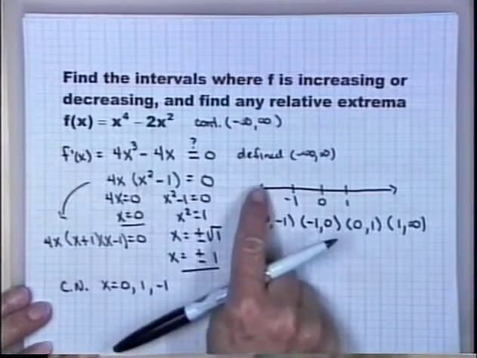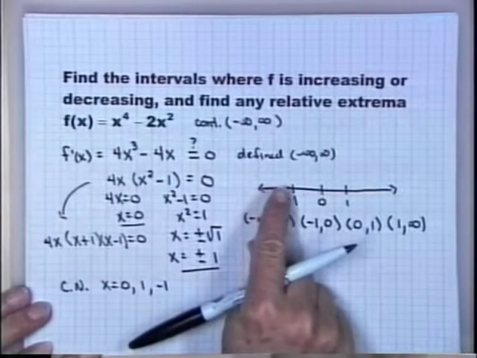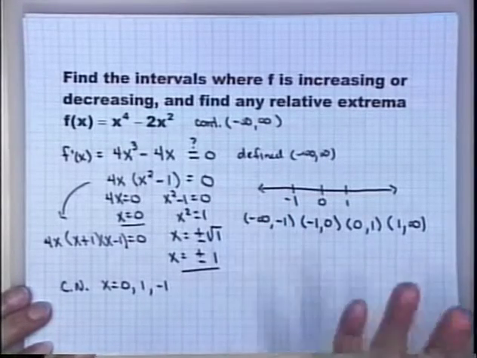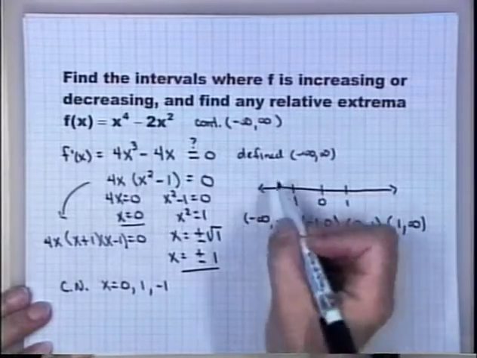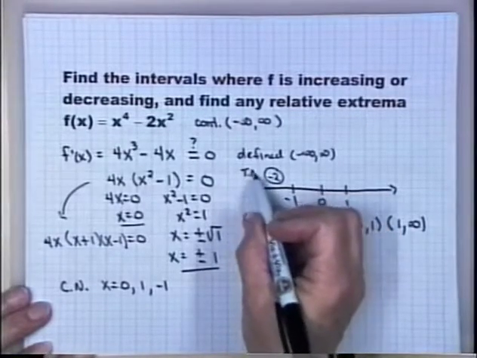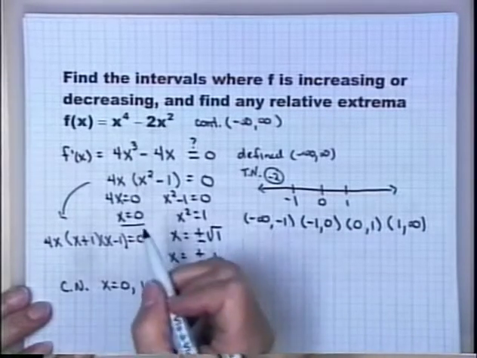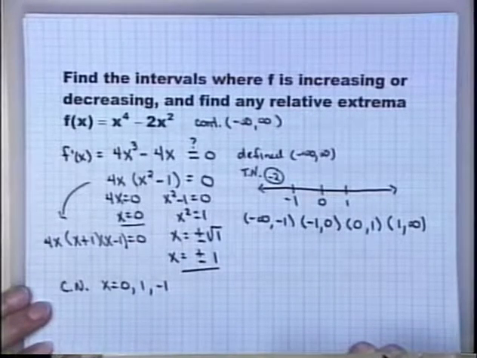Now you can pick negative 50, negative 2000, whatever. I usually just pick something just so I'm sure it's in the interval. So I'm going to pick the test number negative 2. Okay? Test number. We're going to check the sign of our derivative at that test number.